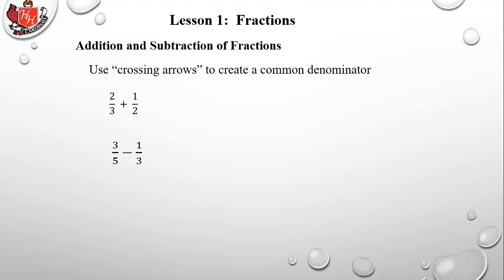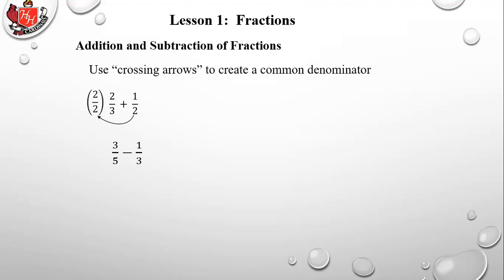So you use the crossing arrows to create a common denominator. To add or subtract fractions, the numbers on the top are called the numerator, and the numbers on the bottom are called the denominator. You need a common or the same denominator. So the simple way to do that is to cross arrows.